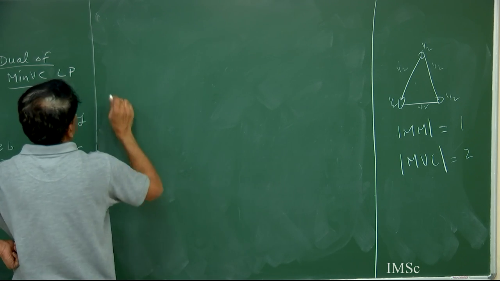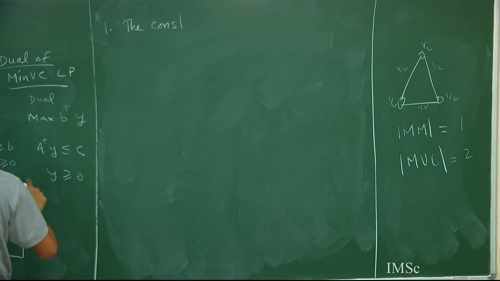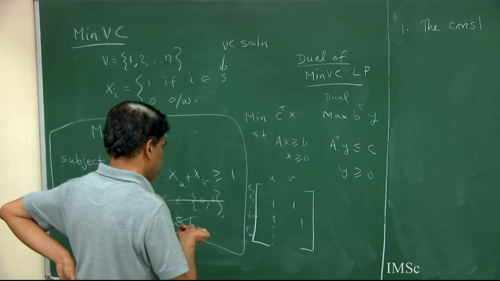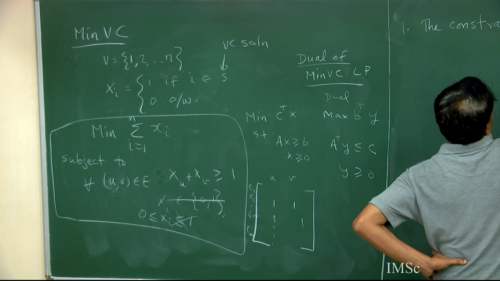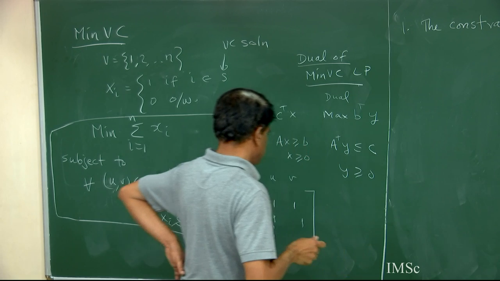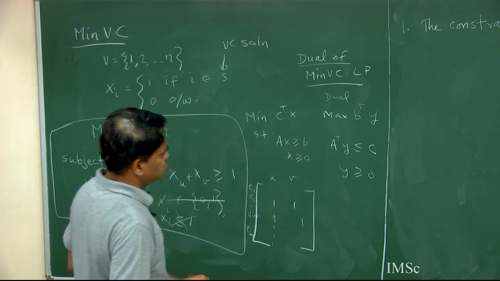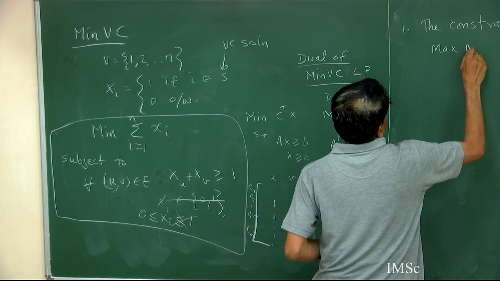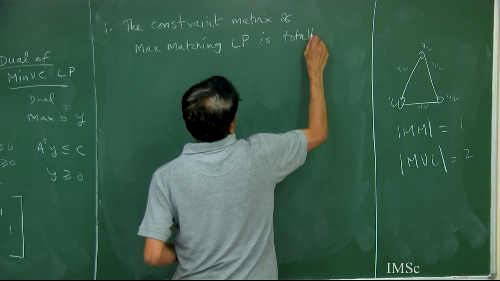So we will show two things. The constraint matrix, right? This is the constraint matrix, where for every edge you have a 1-1 and so on. Okay, I think it's easier to argue with the transpose matrix. Okay. The constraint matrix of, let's say, the maximum matching, is totally unimodular.